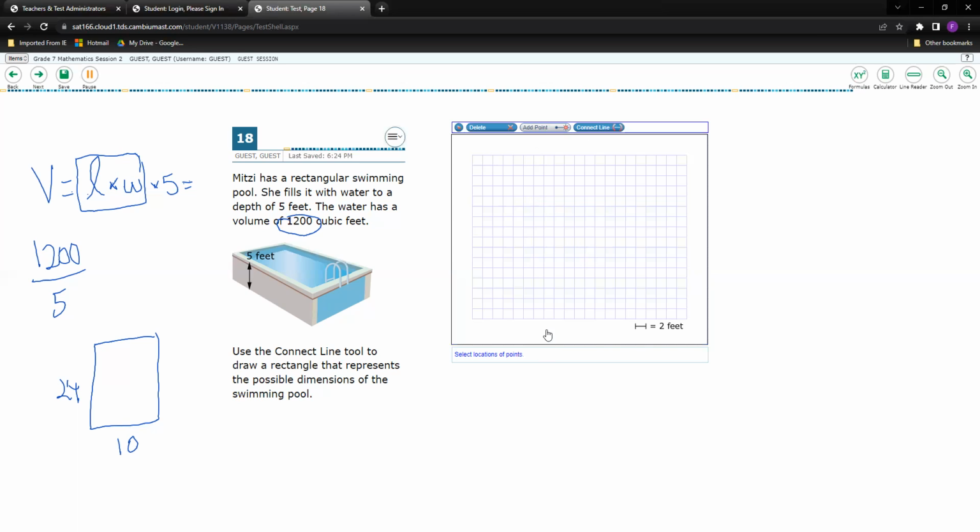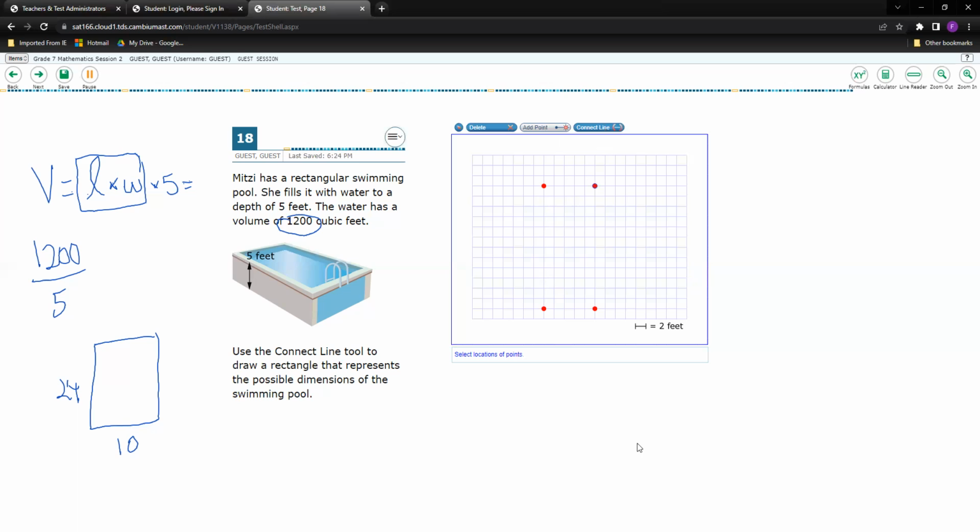Okay, so again, 10 is easy because I can get 5. 5 times 2 is 10. And then 24, so I actually need 12 lines. 1, 2, 3, 4, 5, 6, 7, 8, 9, 10, 11, 12. Pretty long pole, but it still fits here. And then you will use the connect line. I'm getting cross-eyed. It's a rectangle, not a trapezoid.